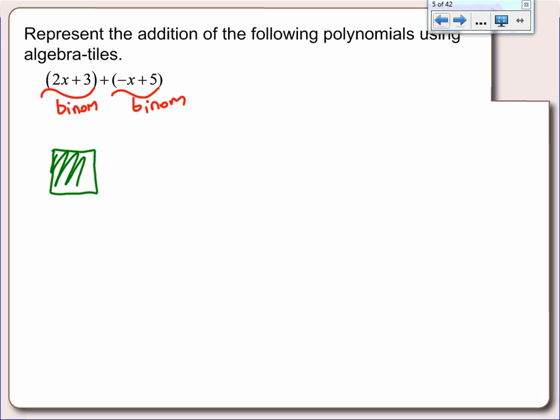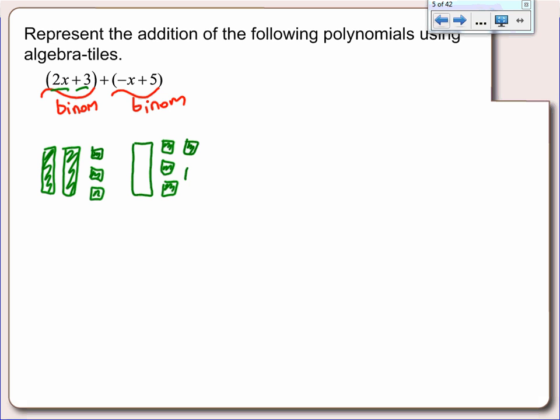We don't have any x squares. We have 2 x's. So 2 long skinny ones. They're shaded in because they're both positive. And then we have plus 3. So 3 little individual guys all colored in. The second binomial, we have minus x, so a long skinny guy, not shaded in, and then we have plus 5. And we want to add. So we want to add the group on the left with the group on the right.